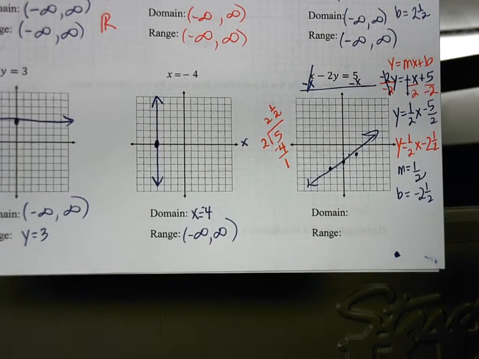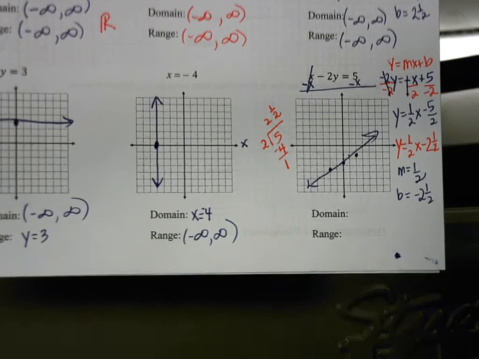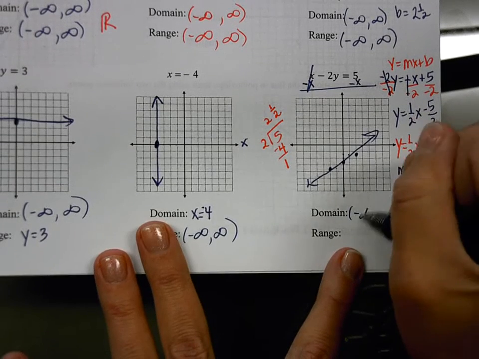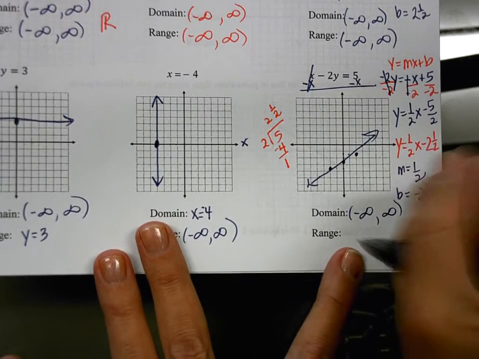Domain and range on this one? Good. Negative infinity and positive infinity for both of them.